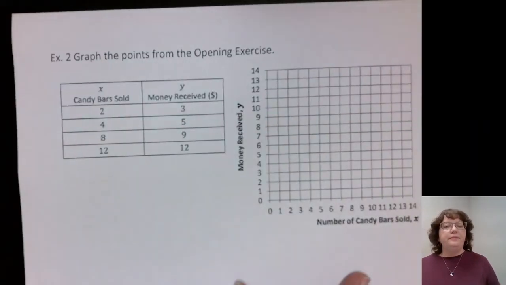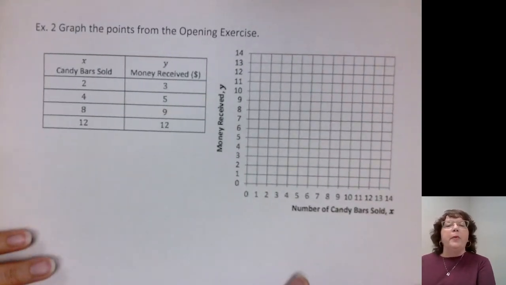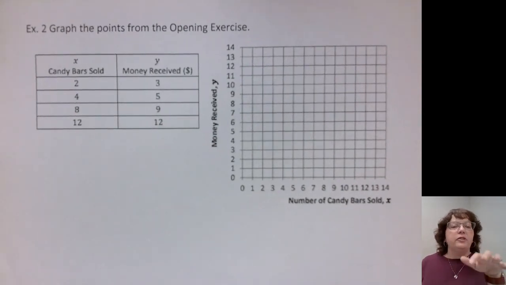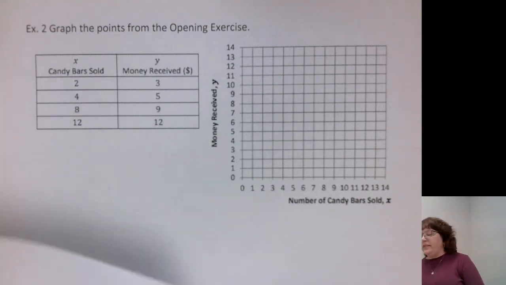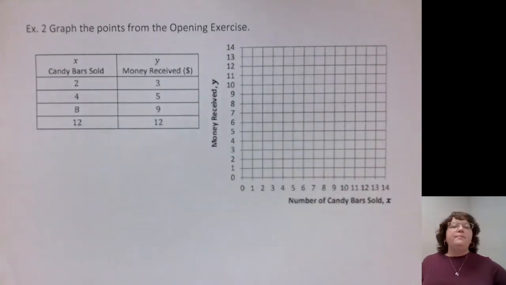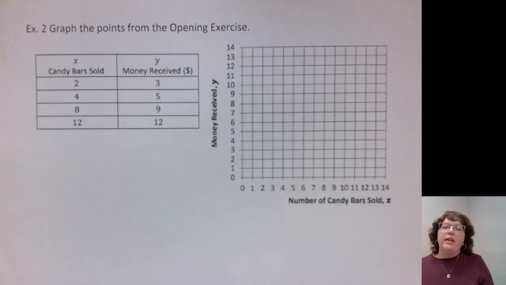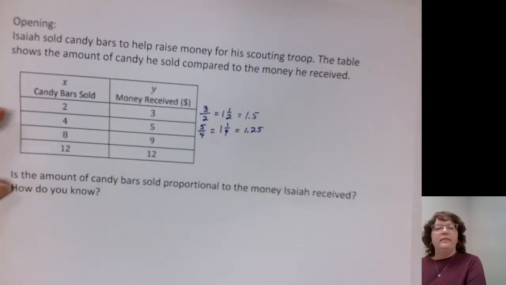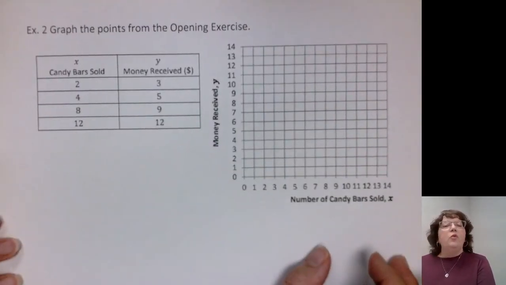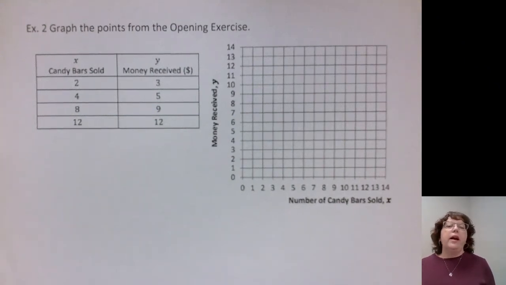Let's look at this example. We're actually going to go back to that opening exercise. This is the same table that we had in that very first exercise. I'm trying to find where I had it written down. Here it is. See how it's the same one? If you recall from our opening exercise, was that relationship proportional? No, remember, because the ratios were not equivalent. So what do you think this one is going to look like on the graph since it's not proportional? Would it still be a straight line? Do you think it would still pass through the origin? All right, let's try this and see what happens.